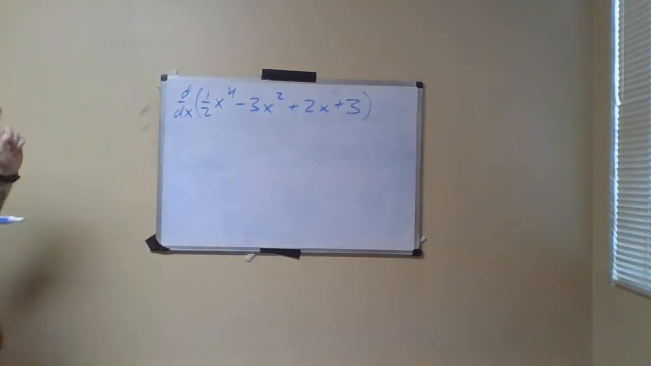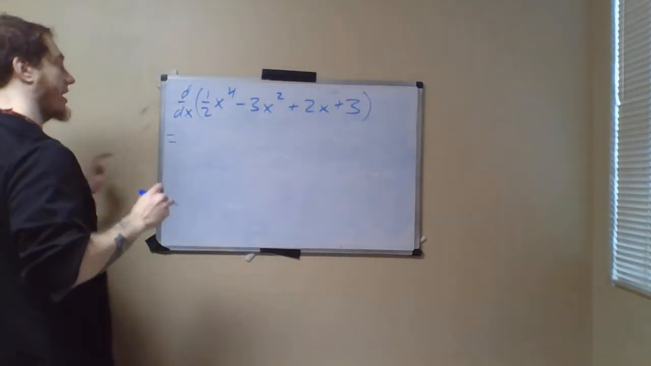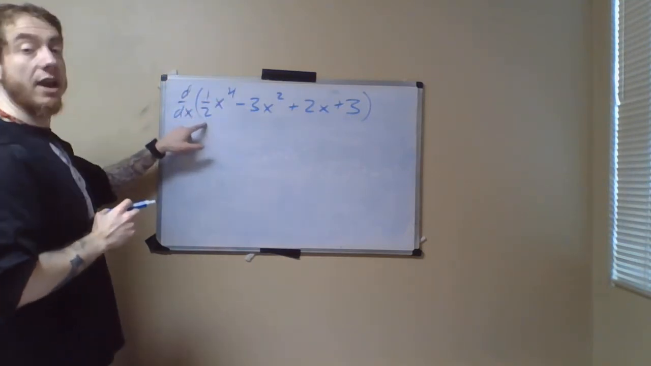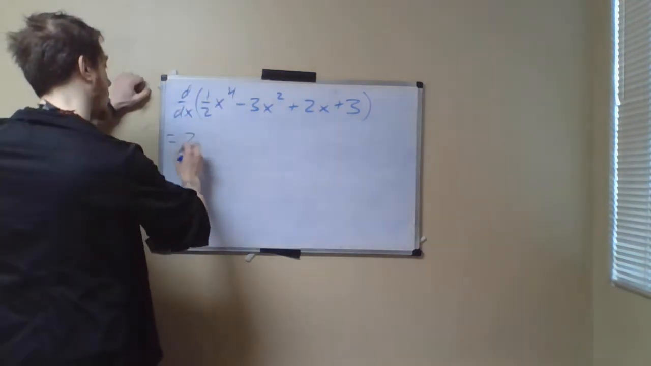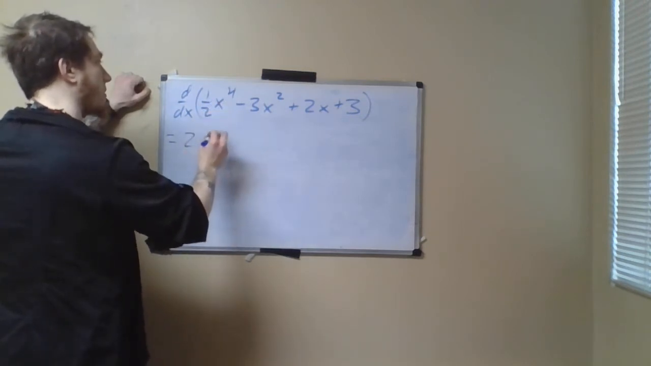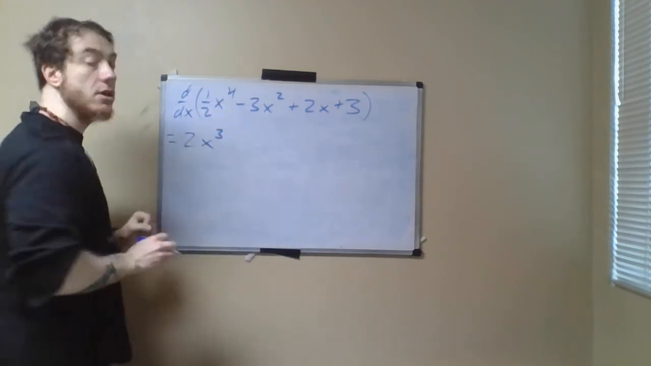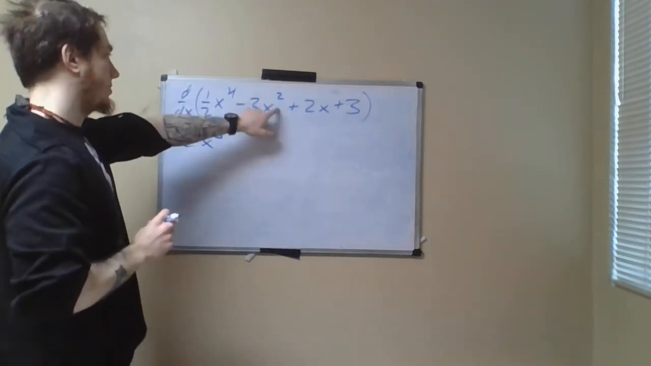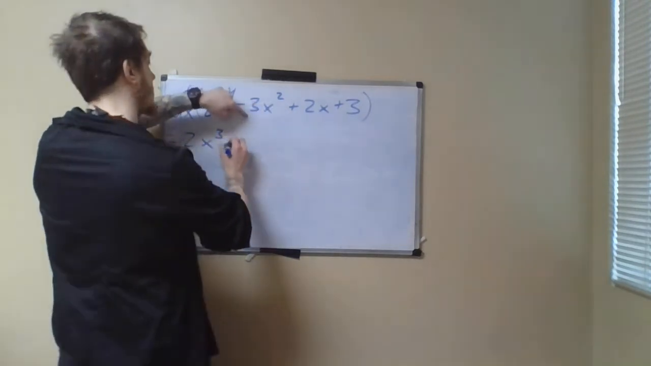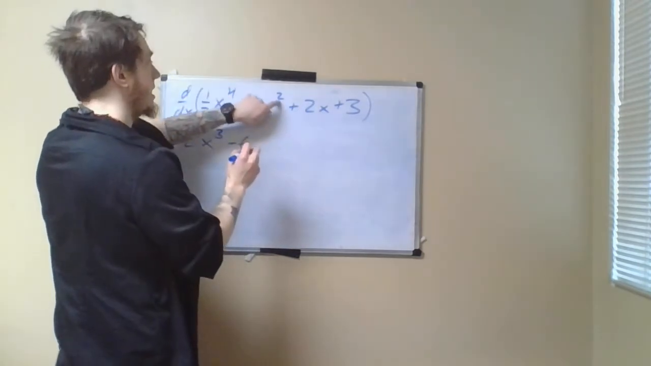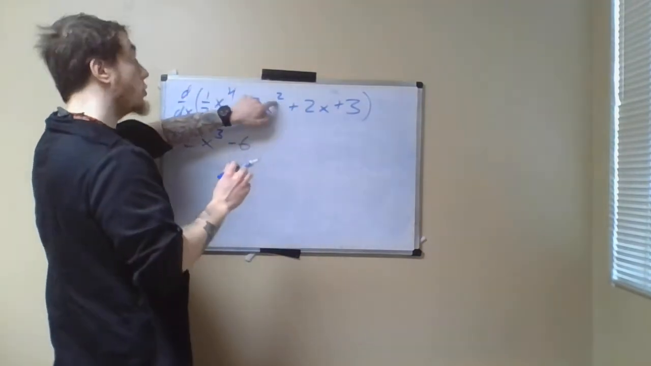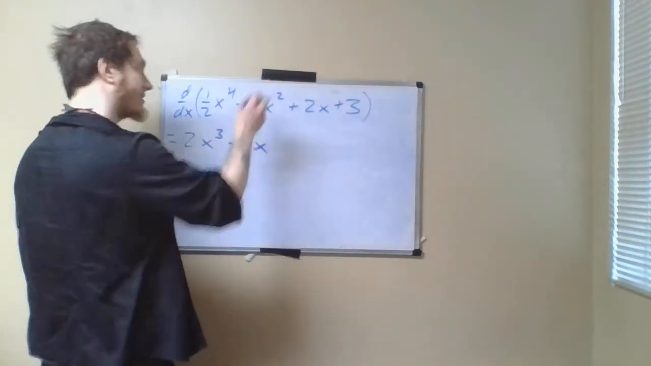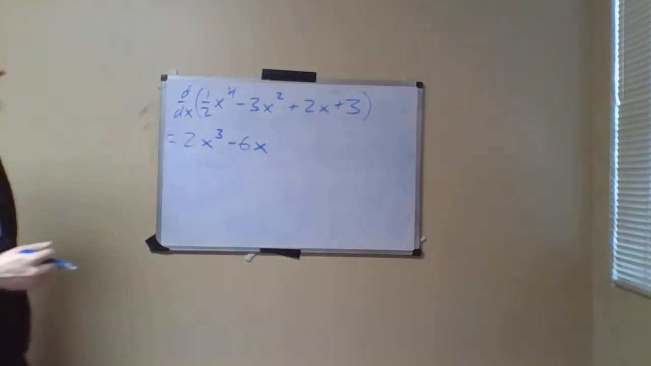So what I'm going to do here is I'm just going to say, okay, on the first term, I multiply by 4. So what is 4 times 1/2? Well, that just comes out to be 2. And I decrease the exponent by 1, so that becomes x cubed. Then I take the next term. 2 times negative 3 would give me negative 6. 2 minus 1 gives me 1, so this just is left with an x raised to the 1.